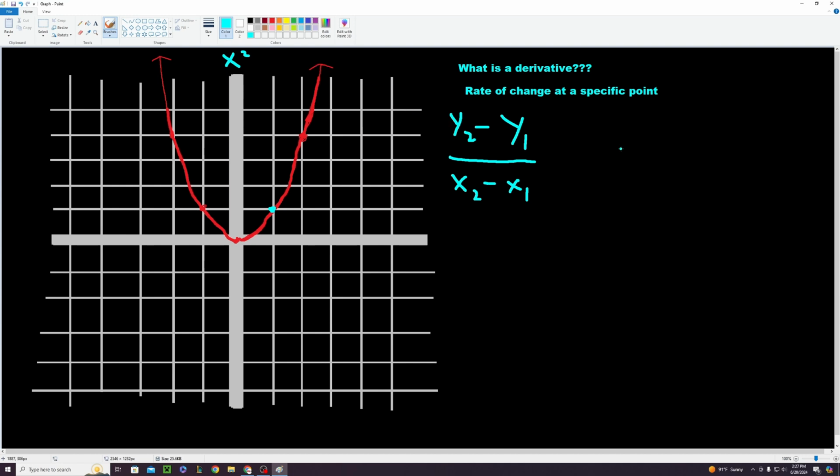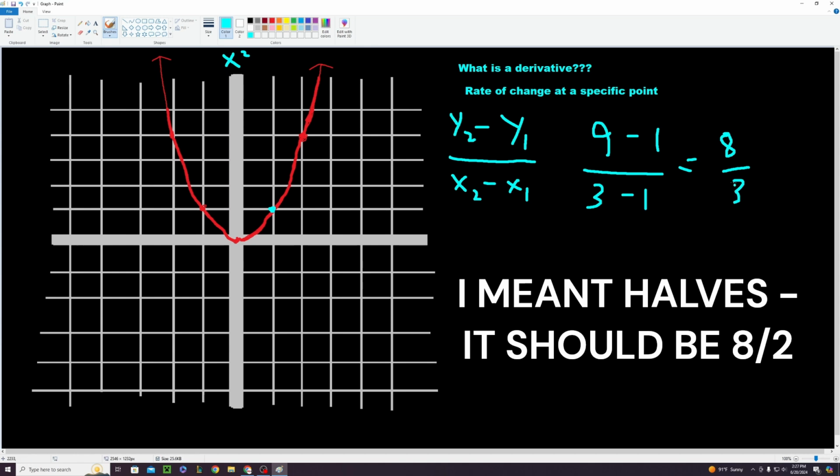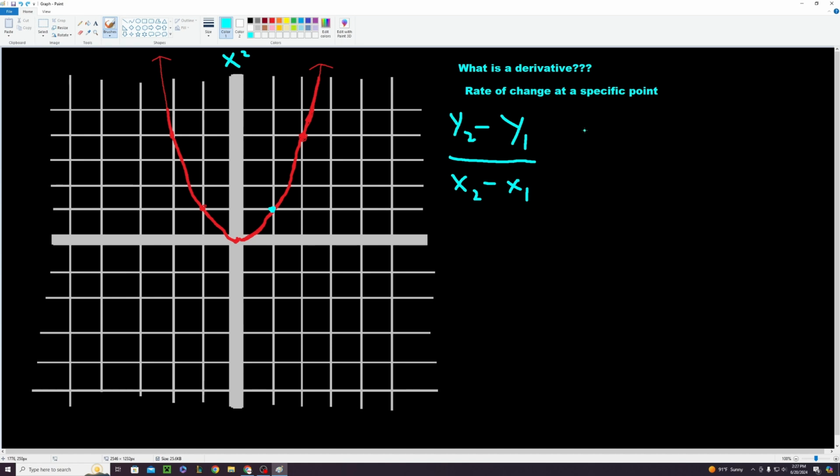So y2 would be 9, because 3 squared is 9, and then y1 would be 1, and x2 would be 3, and x1 would be 1. So the rate of change between the points 1 and 3 would be 8/2, which is 4, on average. Now let's try it again with the points 1 and 2. So y2 would be 4, y1 would be 1, and then x2 would be 2, and then x1 would be 1, and then you get 3/1. The average rate of change between 1 and 2 is just 3. I did the math wrong, just 3.